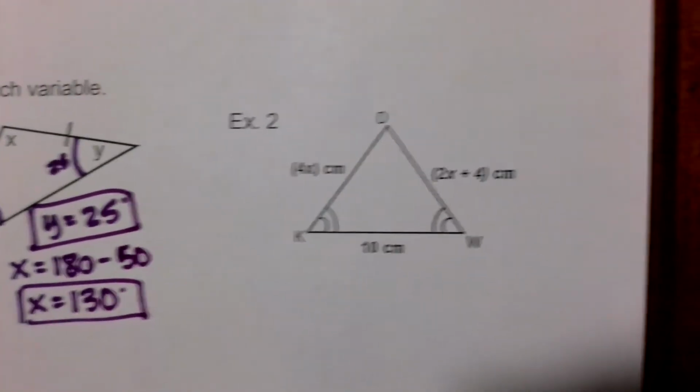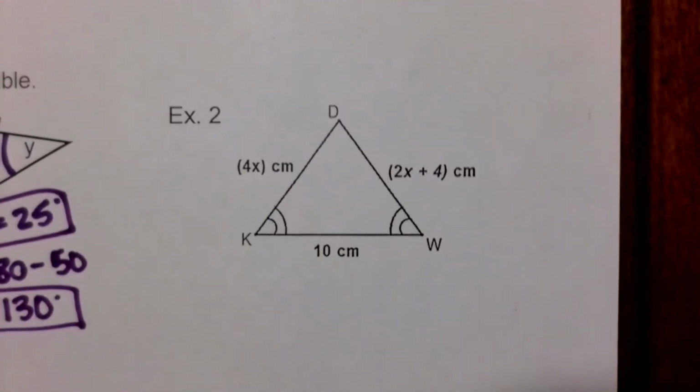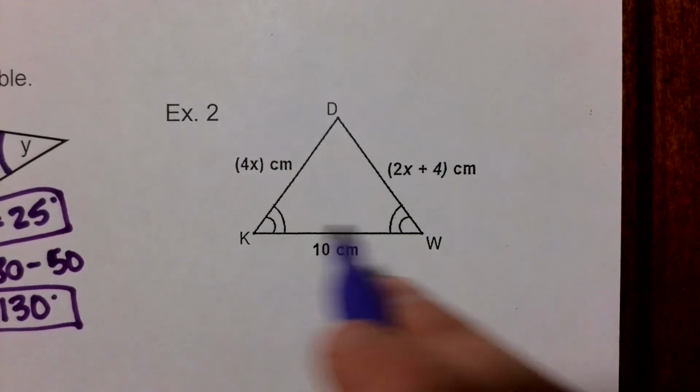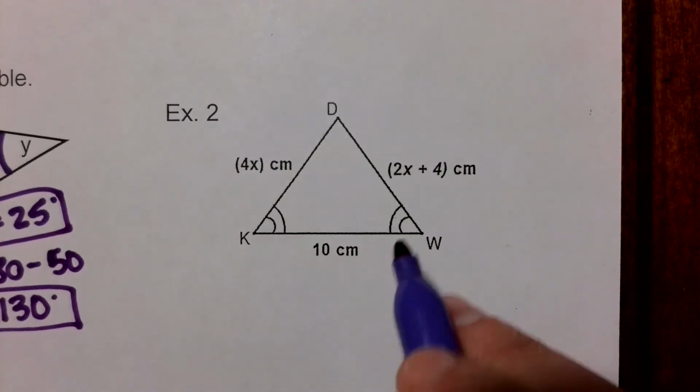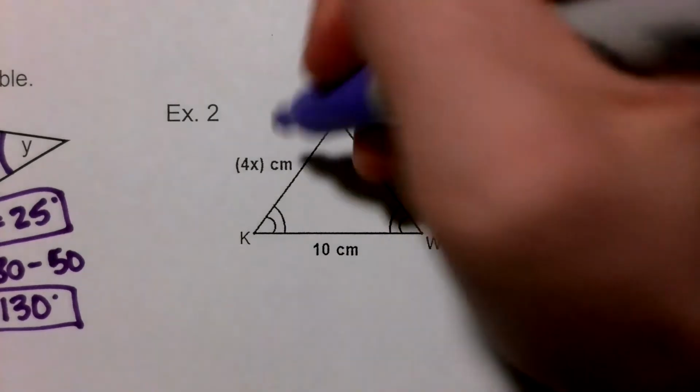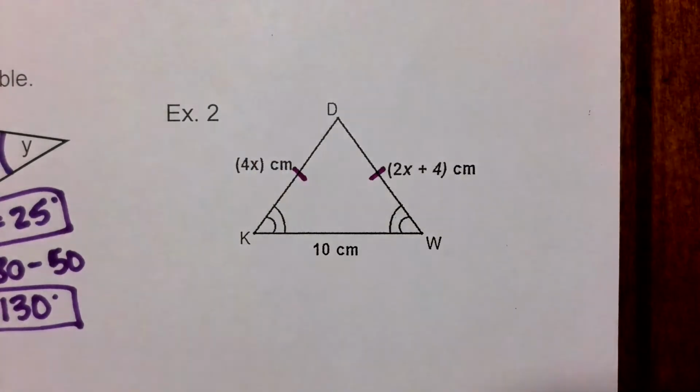For example 2, again noticing I've got two angles that are congruent this time, so that means that my opposite sides, the sides opposite those angles, have to be congruent to each other. So then remember, anytime we're setting up an equation to solve, this one's a little bit more complicated as far as what equation we're going to write.